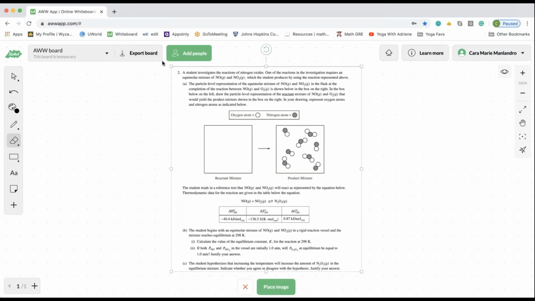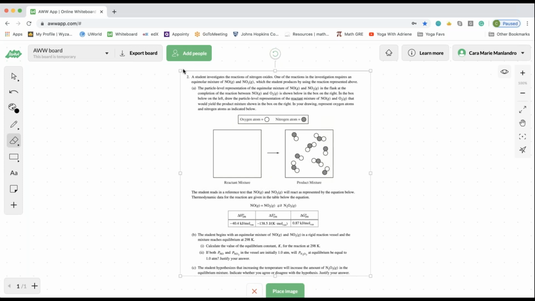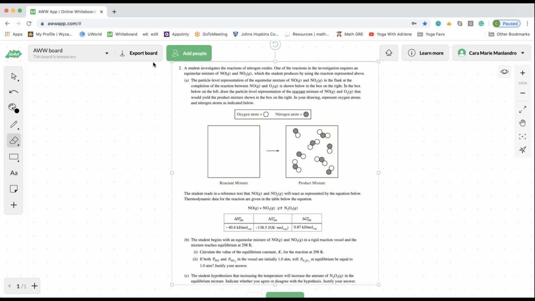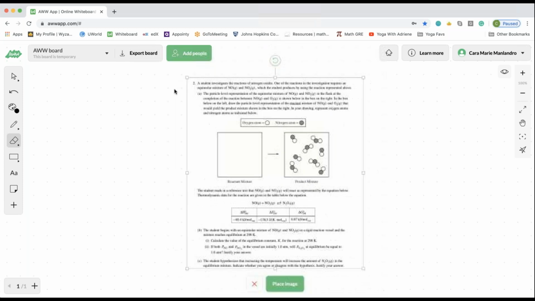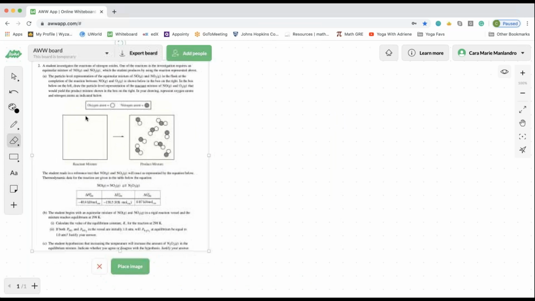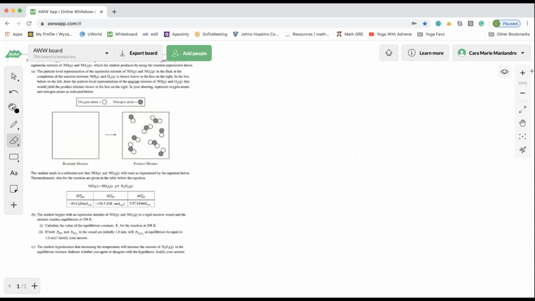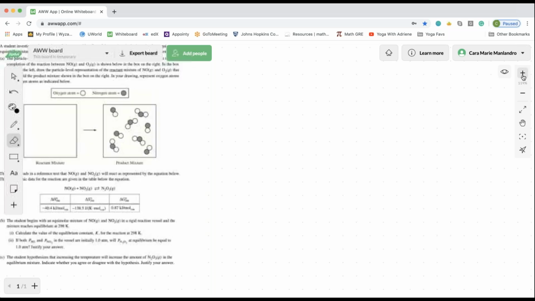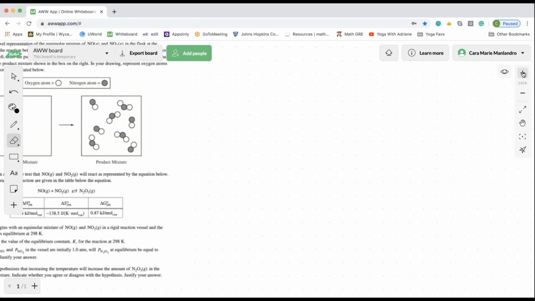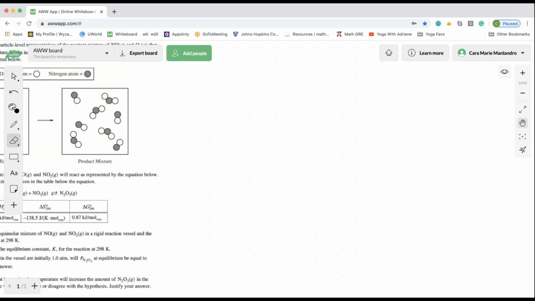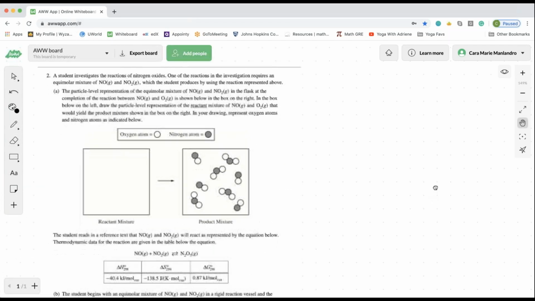Okay, that's a little tiny. All right, hang on. We'll kind of put it and then zoom in, I think. Okay, so let's start the question.